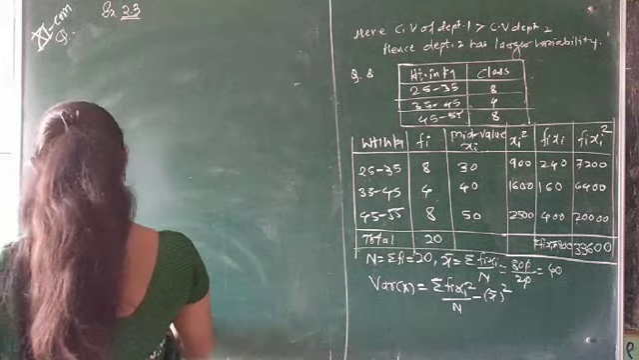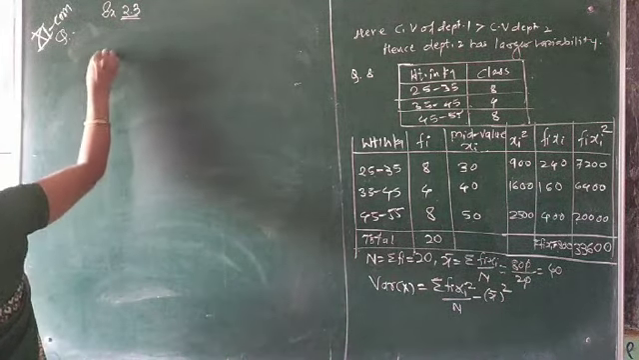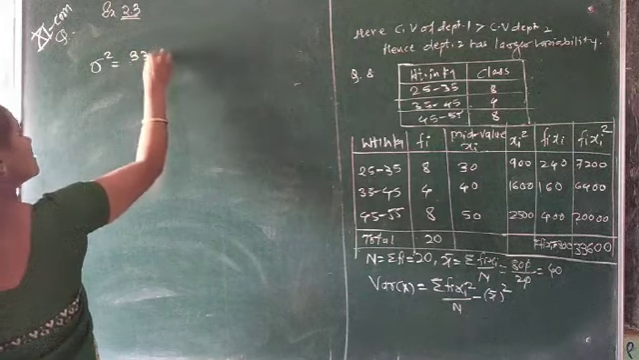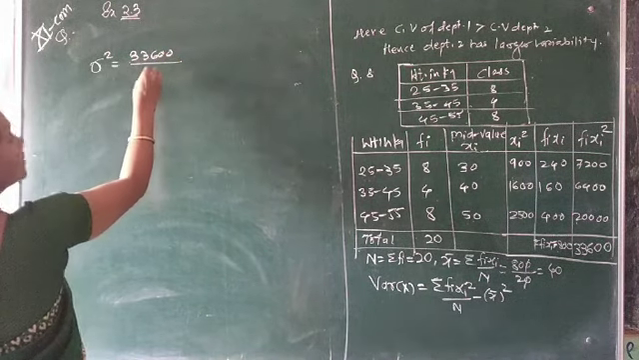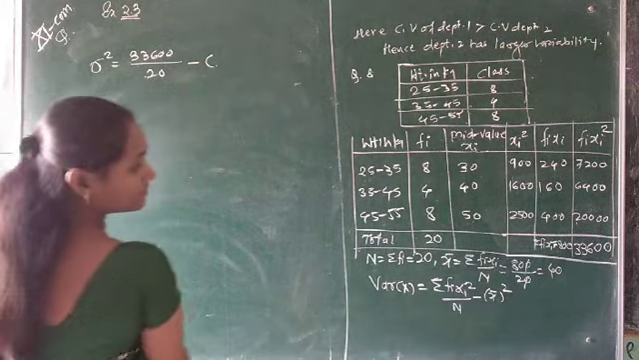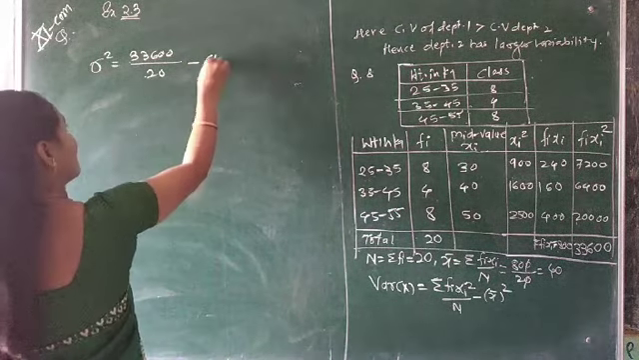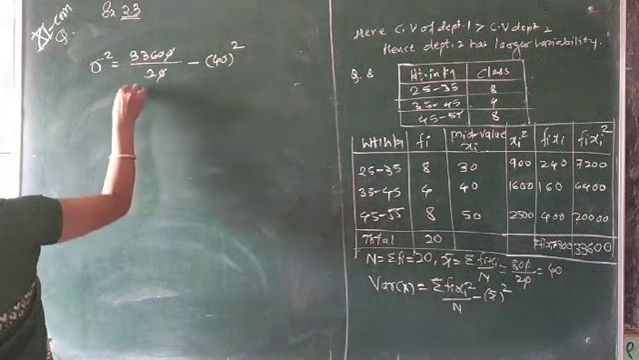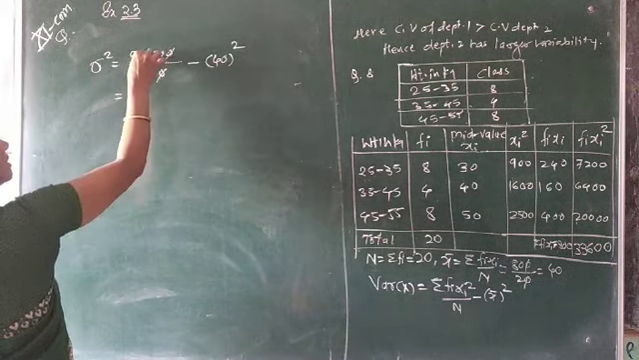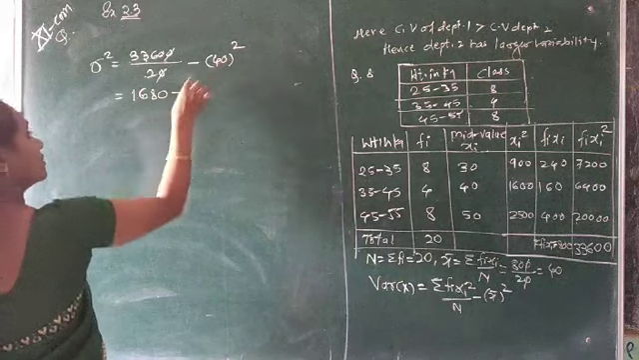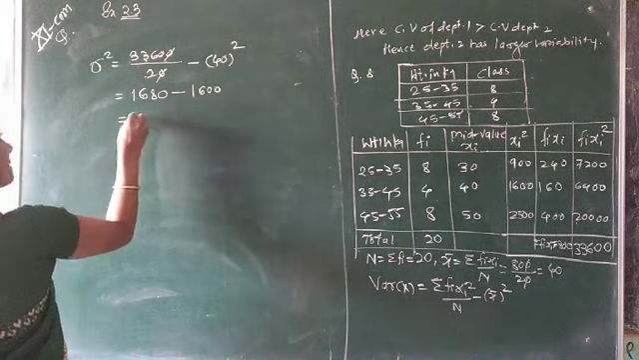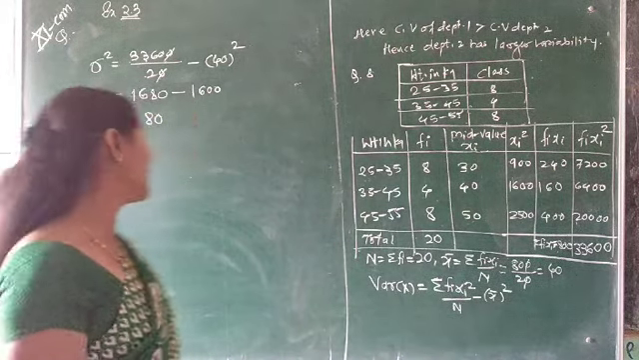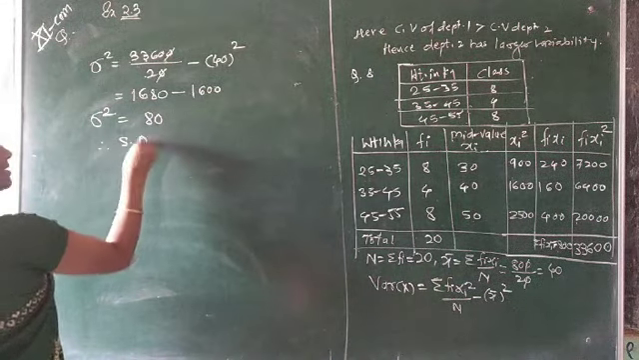Therefore variance is equal to summation Fi Xi square upon n minus mean square, that is 33600 upon 20 minus mean 40 square. 10 will get cancelled. 2 ones are 2. Again it is 12. 2 6 are 12. Again it is 1680. 40 square is 1600, then it is only 80. Sigma square is 80. That means variance is 80. Therefore what is standard deviation?